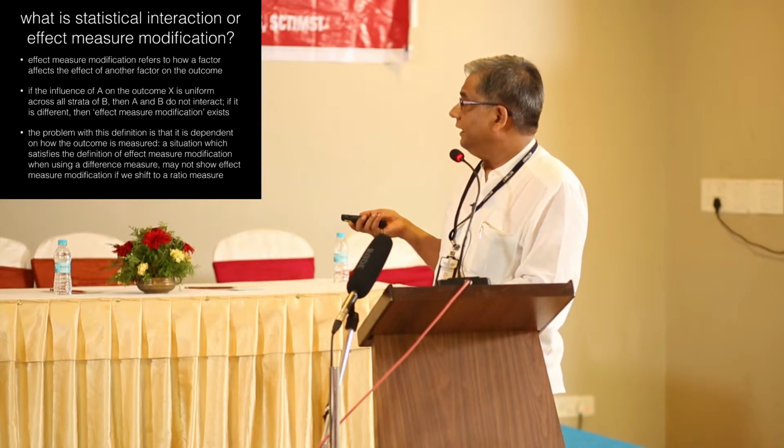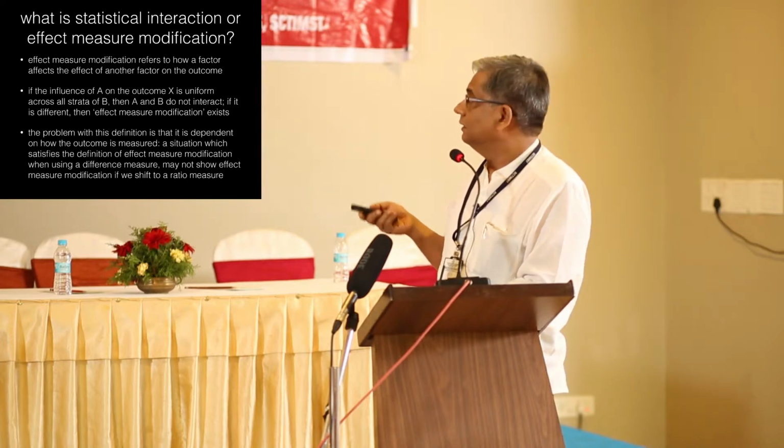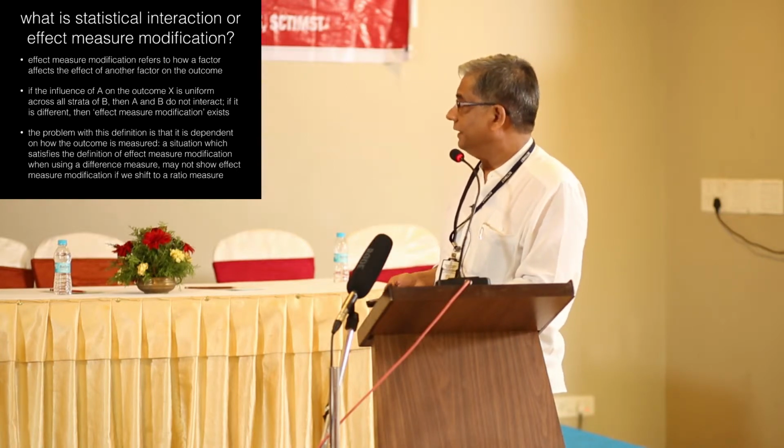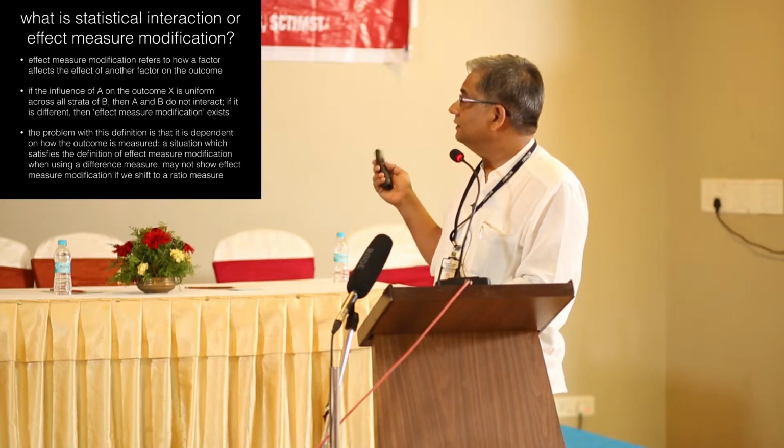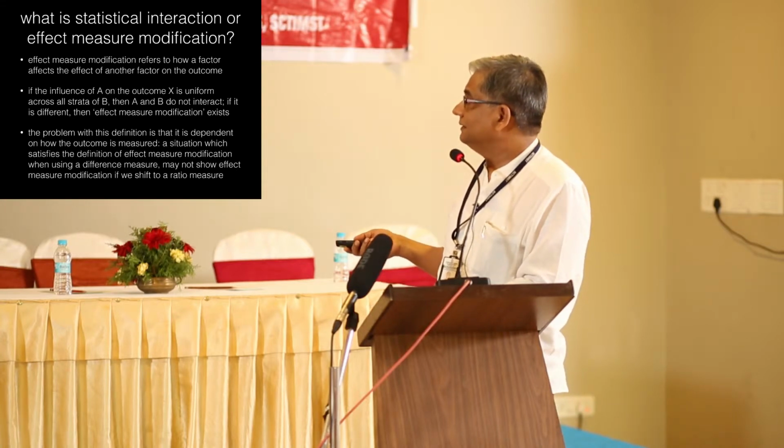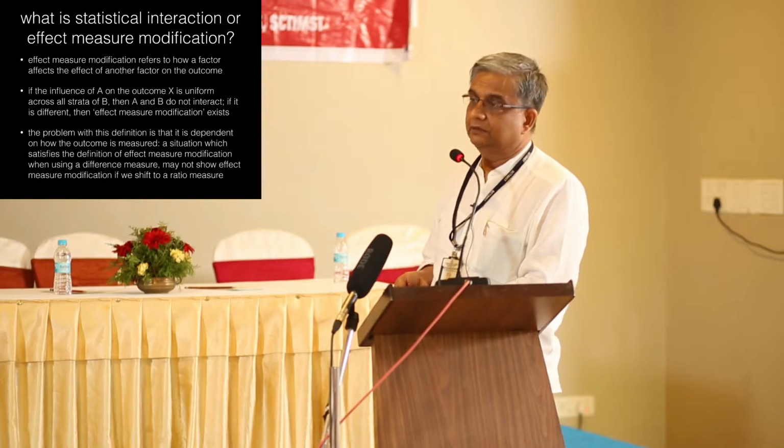So, if the influence of A on the outcome X is uniform across all strata of B, then B is not modifying the effect of A. But if it is different across the strata of B, then B is modifying the effect of A on X. So, that is the simplest kind of definition.